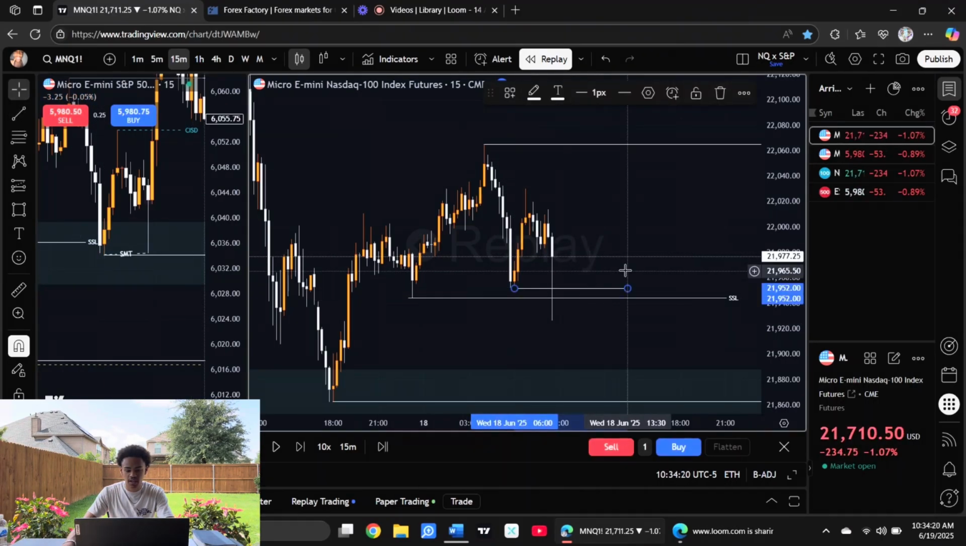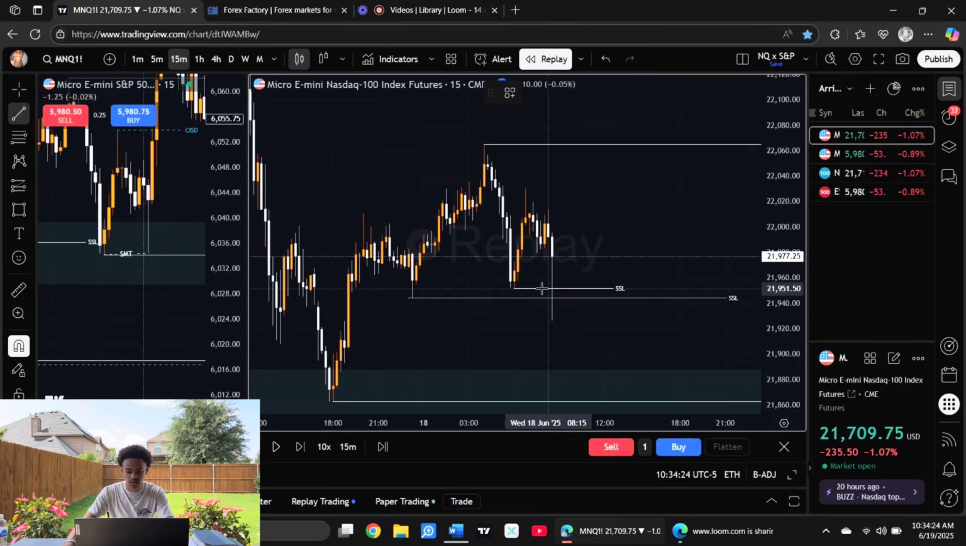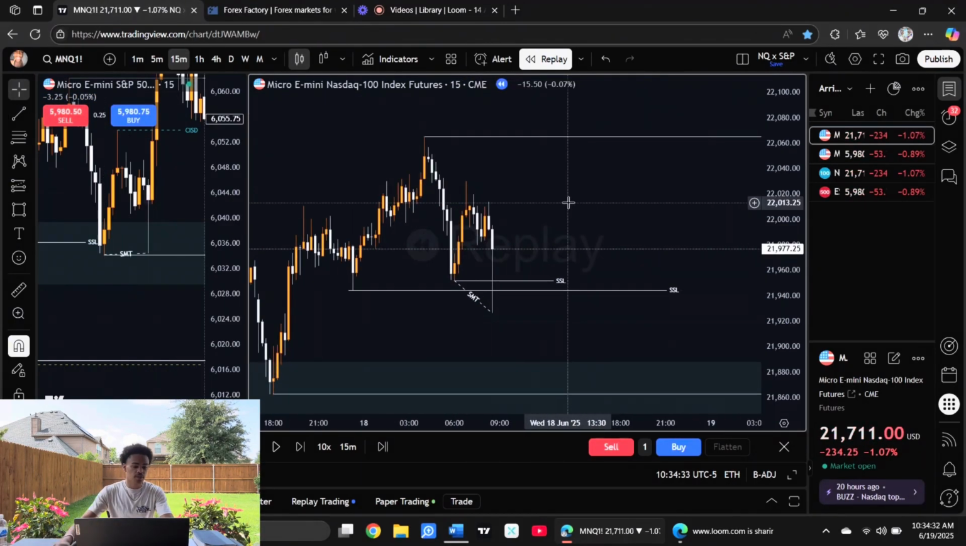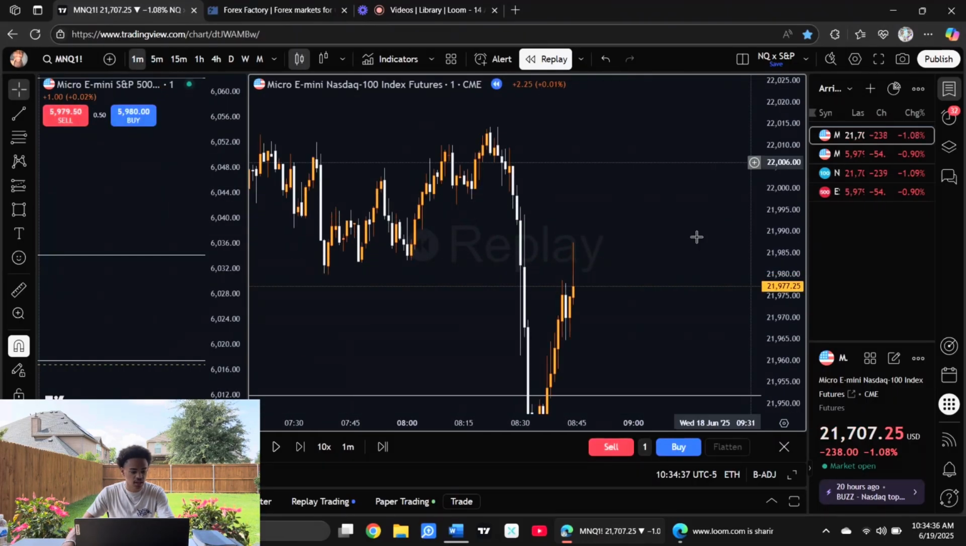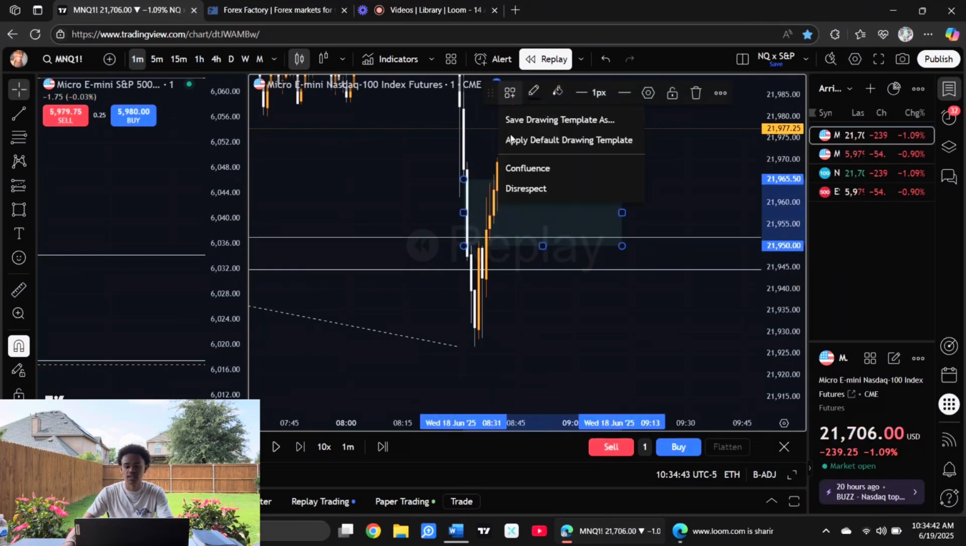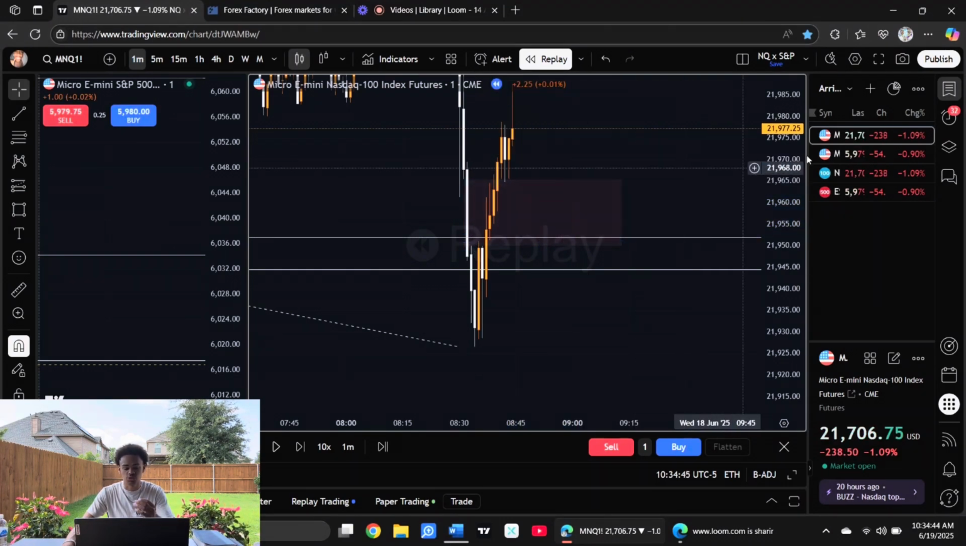And what does that create? A 15-minute SMT divergence, right? From this low right here to this low. SMT divergence. So now I zoom into the 1 minute and I'm looking for us to disrespect a confluence to show bullish order flow being respected and being produced, right?